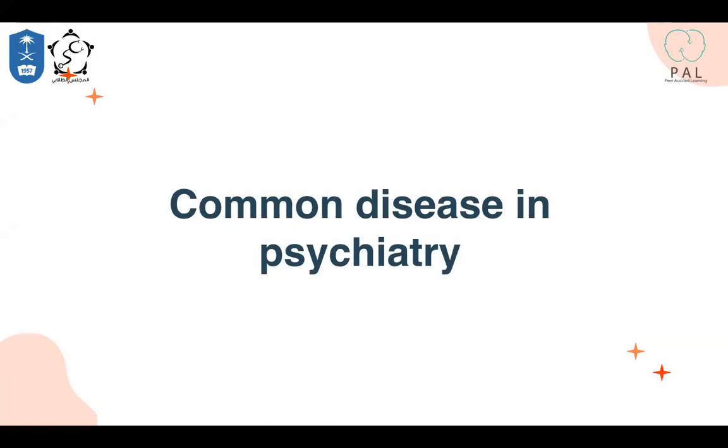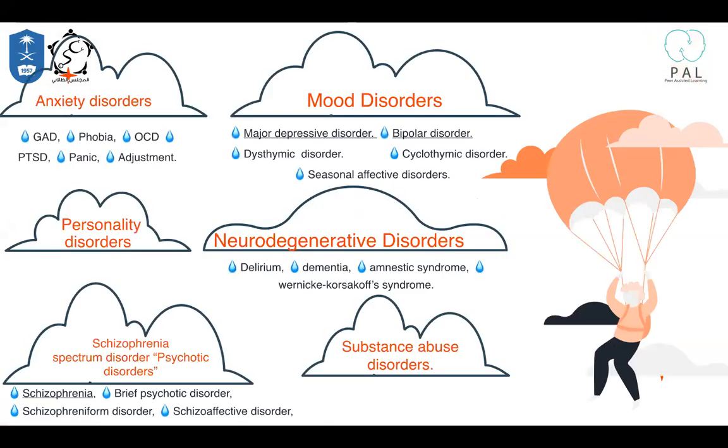Common diseases in psychiatry. Psychiatric disorders are a broad umbrella. We cannot cover it in one lecture or one slide, but I put here the most important disorders. We have anxiety disorders like generalized anxiety disorder, phobia, obsessive compulsive disorder or OCD, post-traumatic stress disorder, panic, and adjustment disorder. Mood disorders like major depression and bipolar, which we will discuss in detail, God willing.